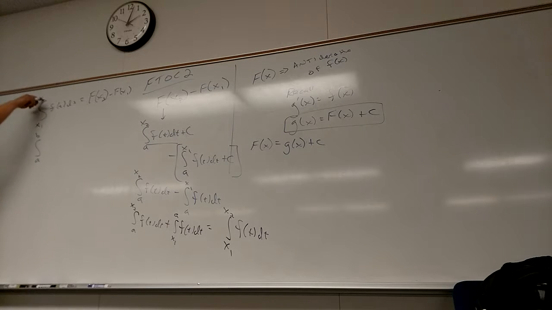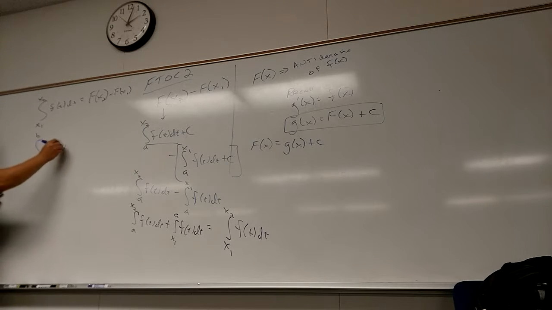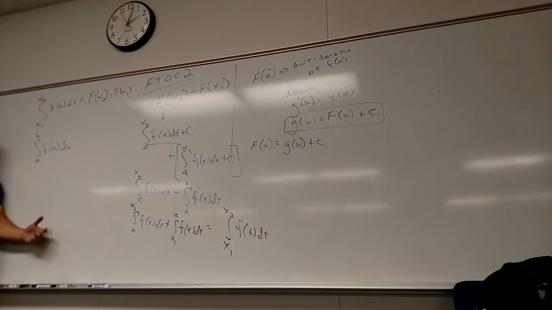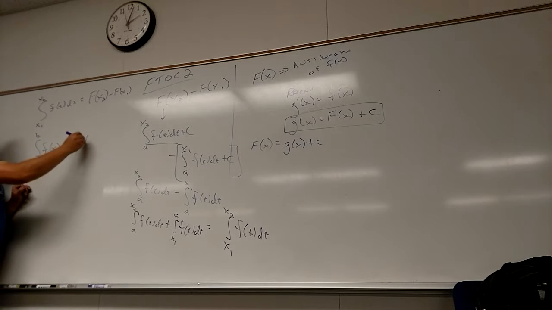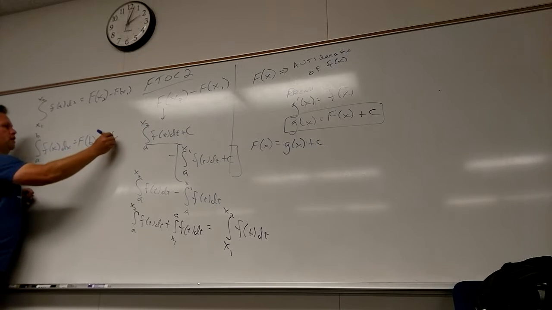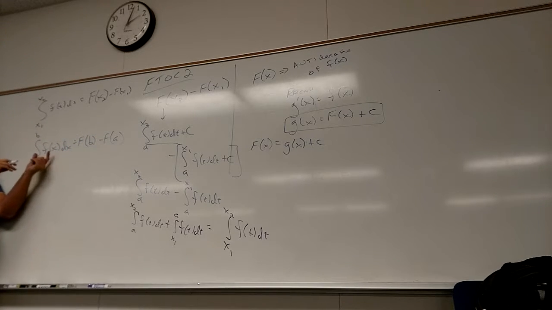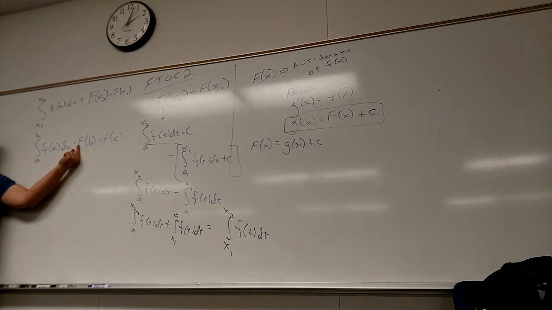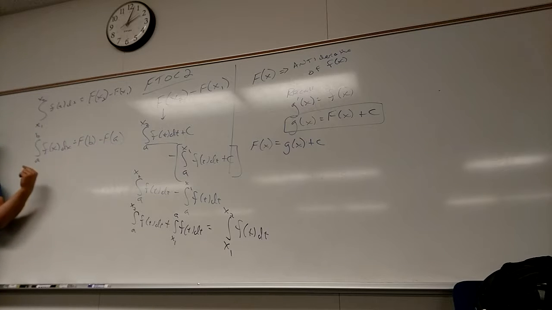From one number to another, f of something d that thing is f of the top minus f of the bottom. So what this really says is, to find the area under a function, I can just evaluate its antiderivative at the endpoints and take the difference.